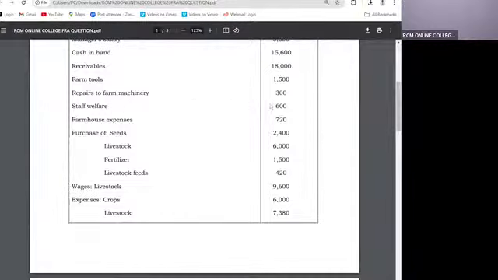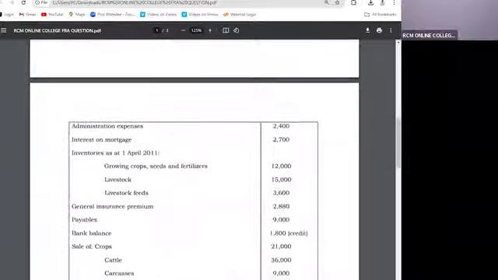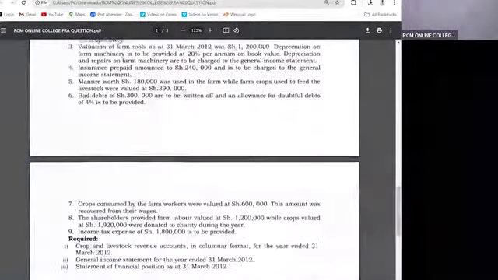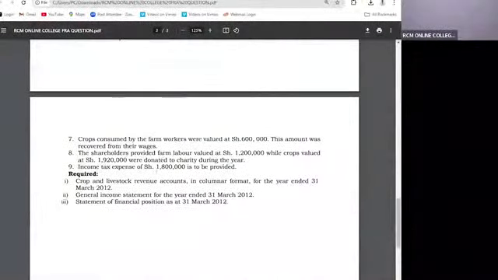This figure, at the end of the day, is a common figure for all the types of products that we have for crops and livestock. So if it's common, then it's indirect. So they've given us great things there. And then they want us to give them a crop and livestock revenue account in a columnar format for the year ended 31st March 2012.